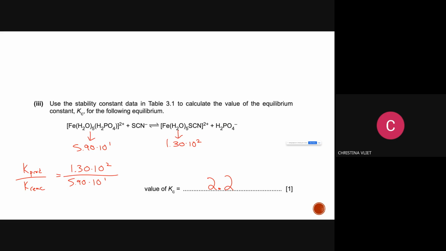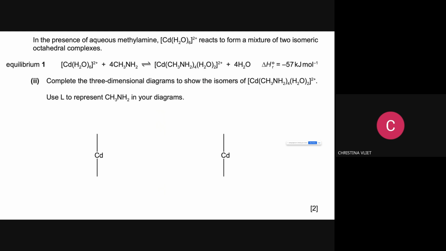Ready? Okay, so they tell you that you make two isomeric octahedral complexes in this reaction that follows. And they give you a delta H for the reaction of -57. They tell you to complete the three-dimensional diagrams to show the two isomers. You're allowed to use the letter L to represent CH3NH2 to make your life easy. And so first thing we want to do, this is worth 2 marks.